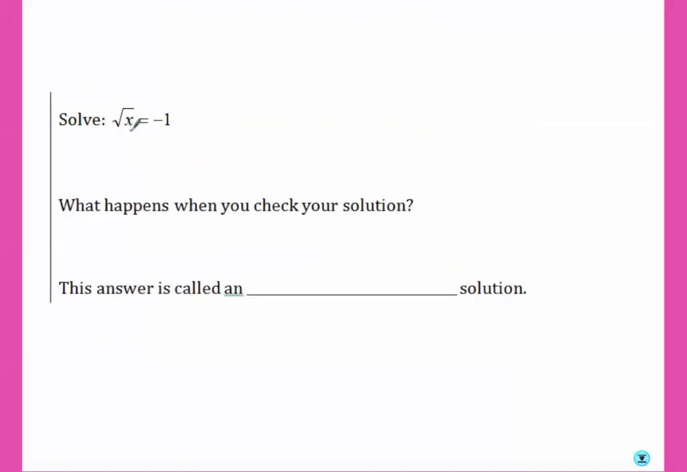So let's solve the square root of x equals negative 1. If we square both sides, we get x, and negative 1 squared is 1. But when we plug this back in, is the square root of 1 equal to negative 1? It is not. So therefore, this is an extraneous solution.